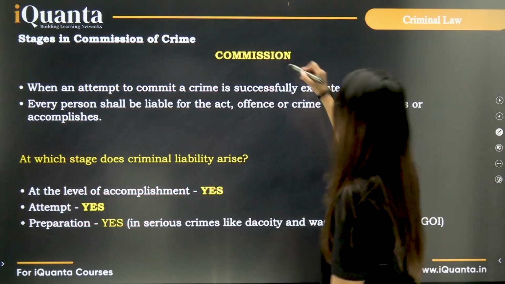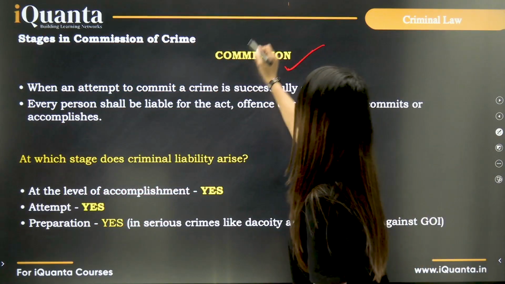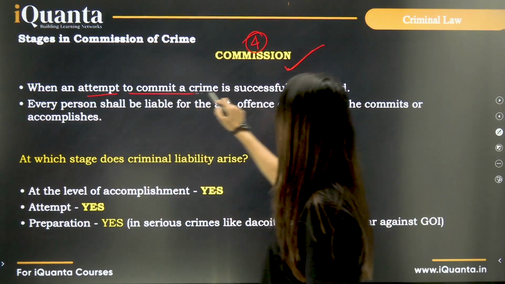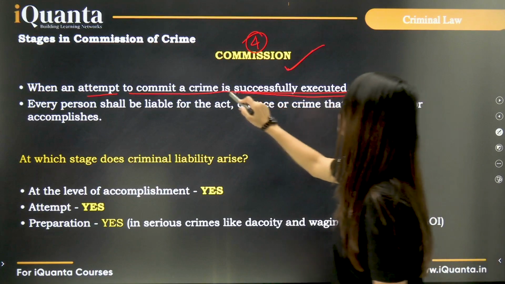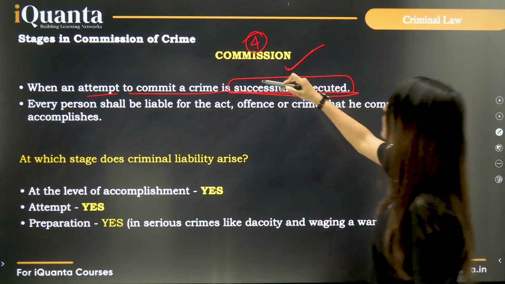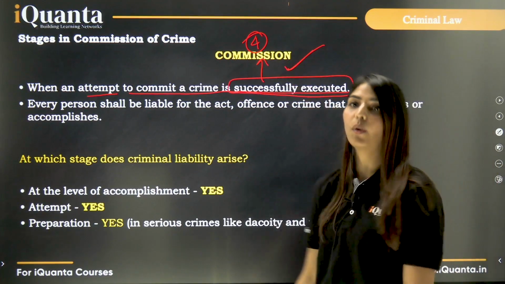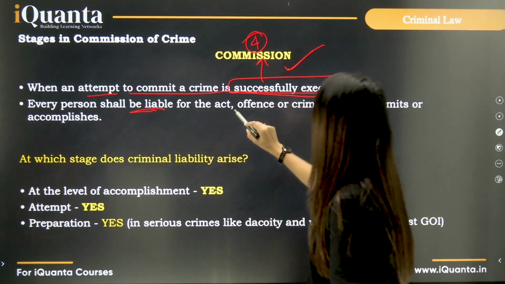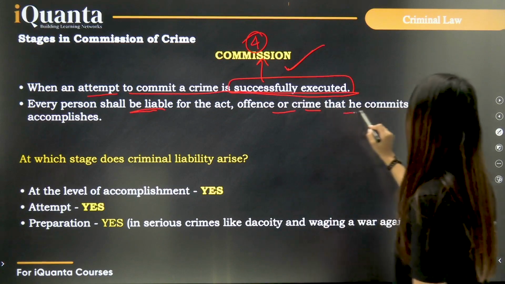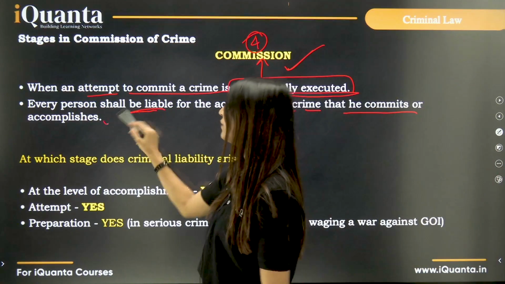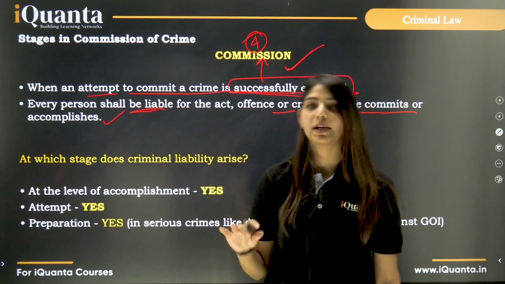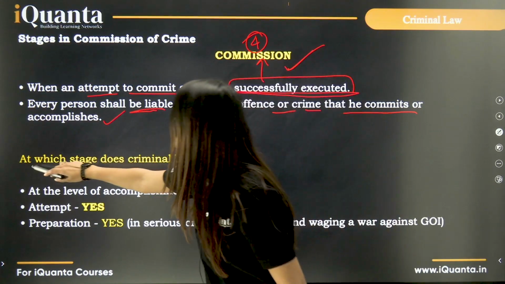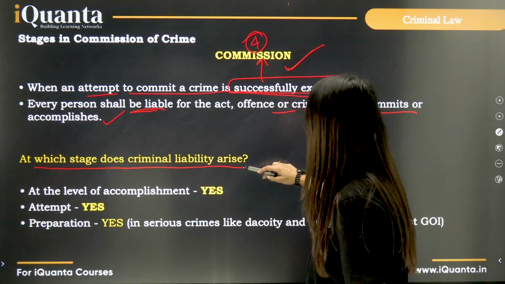All right. And the last finality is stage number 4, which is the commission. So when an attempt to commit a crime is successfully executed, that is finality, and it is called that the crime has finally or ultimately been committed. Every person shall be liable for the act, offense or crime that he commits or accomplishes. Whenever you are using the word accomplish or commit, it can be used interchangeably while we are studying this topic. And at which stage now we need to consider the criminal liability arises.